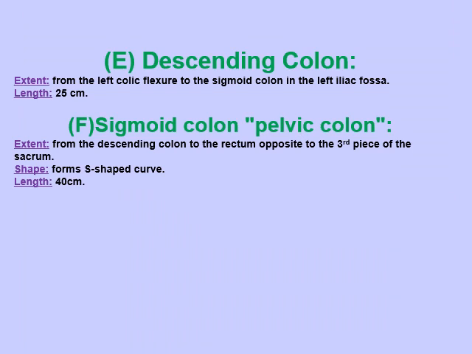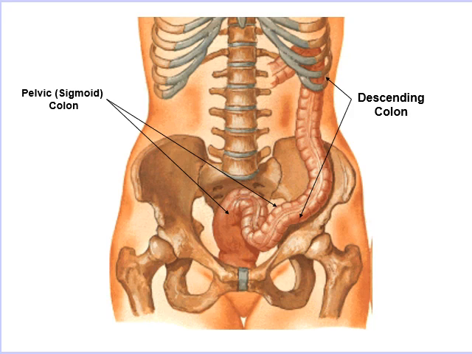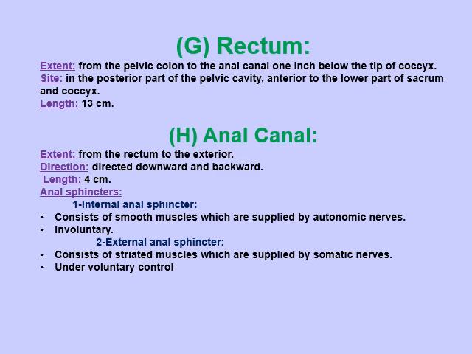descending colon 25 cm, sigmoid or pelvic colon about 40 cm and S-shaped. This is the descending colon and this part is the sigmoid colon. Rectum and anal canal: the rectum is about 13 cm, the anal canal about 4 cm.